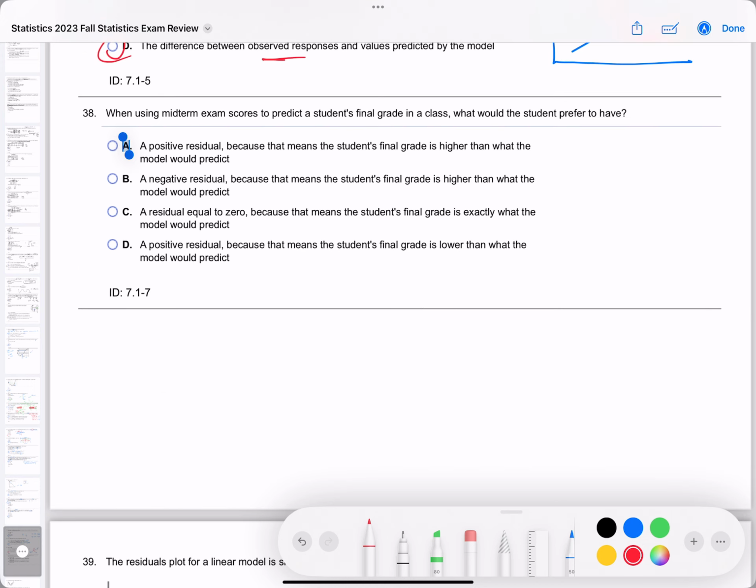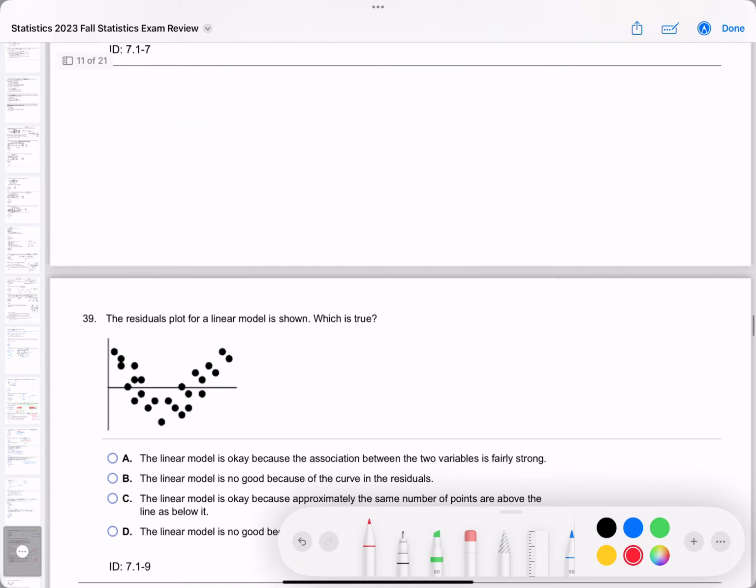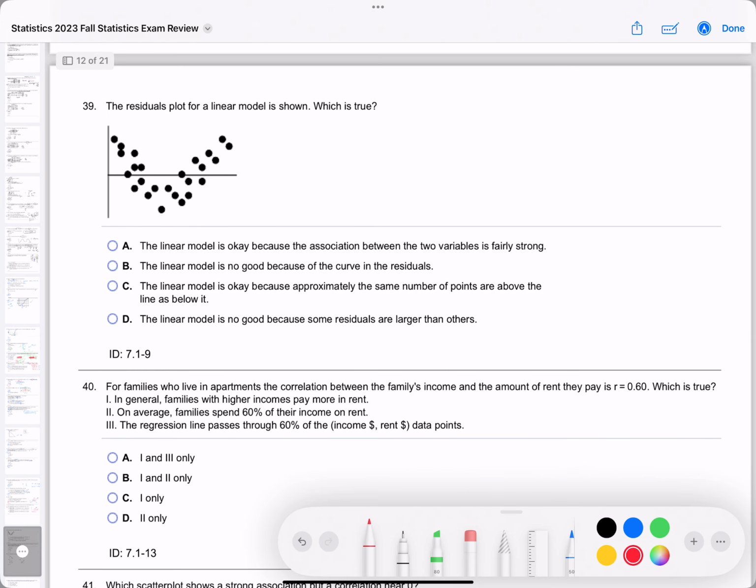A positive residual, which is the observed minus the predicted. So observed minus predicted is going to be positive, and that would mean that the final grade would be higher than the model's predicting, yes. This one here is no good because there's a curve in the residual plot, so that's bad. So that is B.